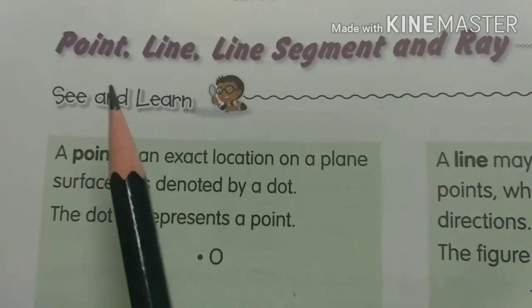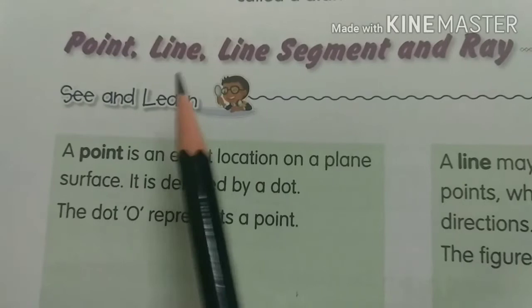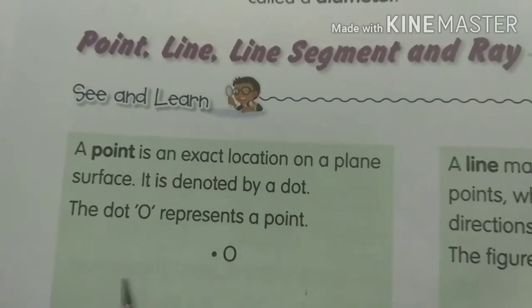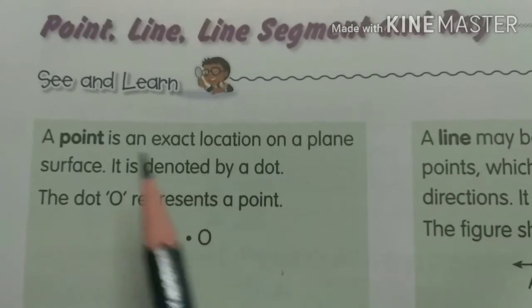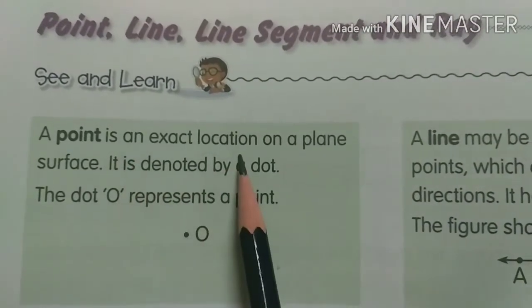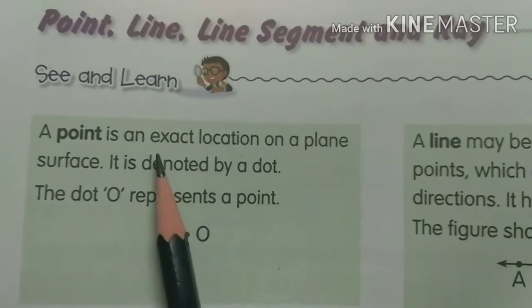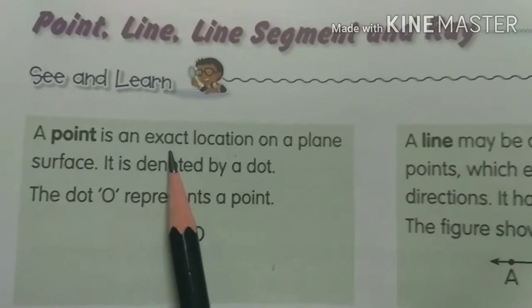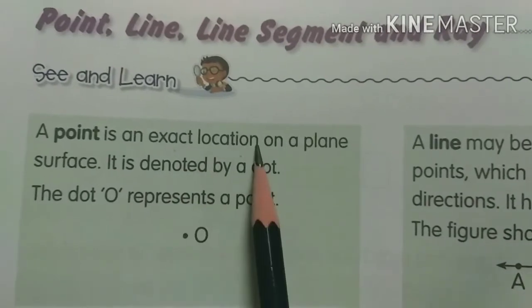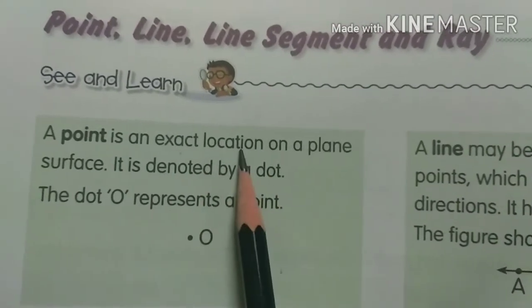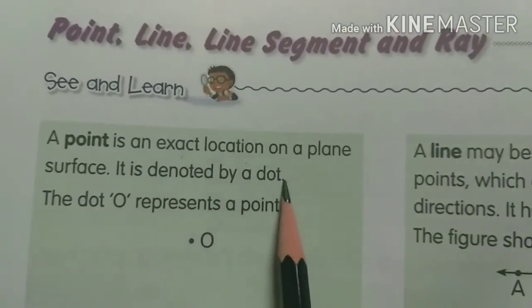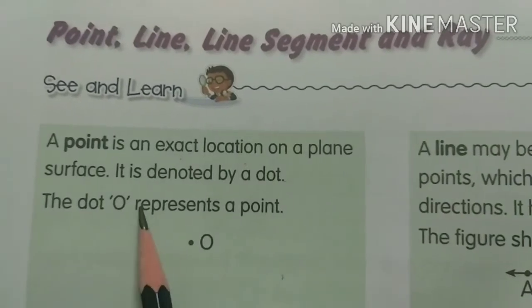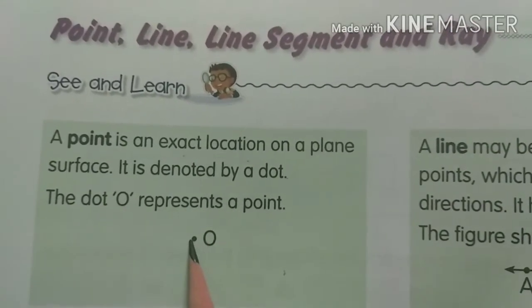Next, definition of point, line, line segment and ray. First one is point. What is called a point? A point is an exact location. Exact means accurate, correct. Location means place. On a plane surface, it is denoted by a dot. The dot O represents a point.